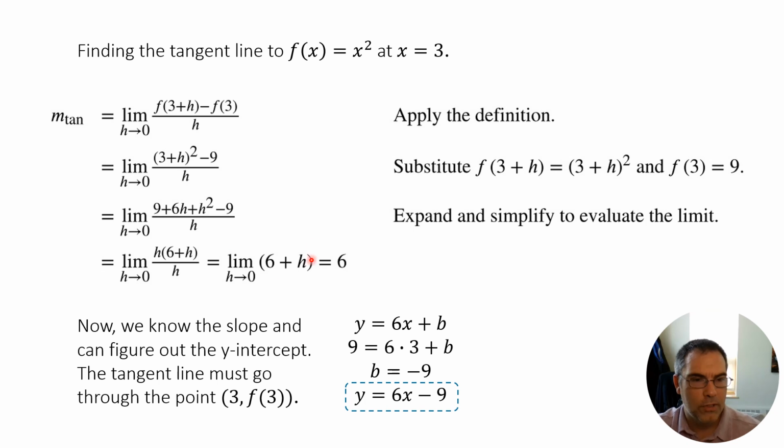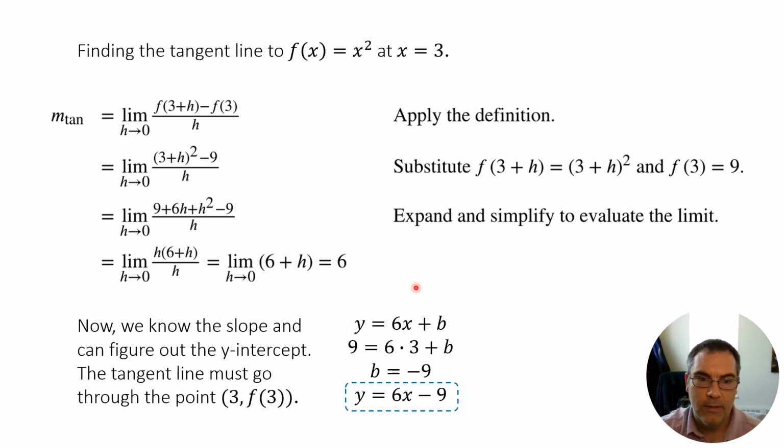Now we arrive at a function where we can plug in the value at the limit, right? So the limit is h going to 0. If h goes to 0, the limit of this function is just 6. And so we see that the slope of the tangent line of this function at x equals 3 is equal to 6. Okay? So that's the process to find the slope of the tangent line.